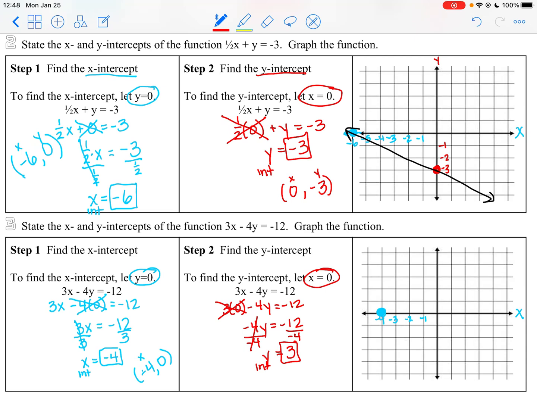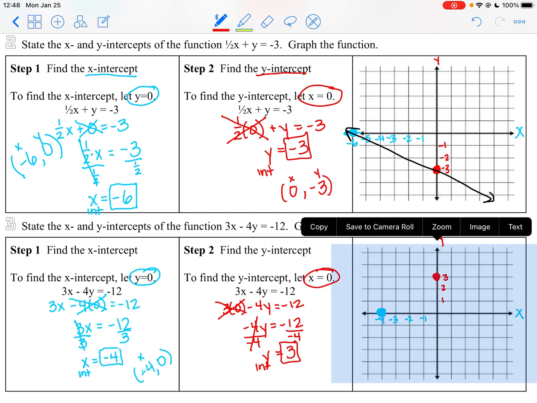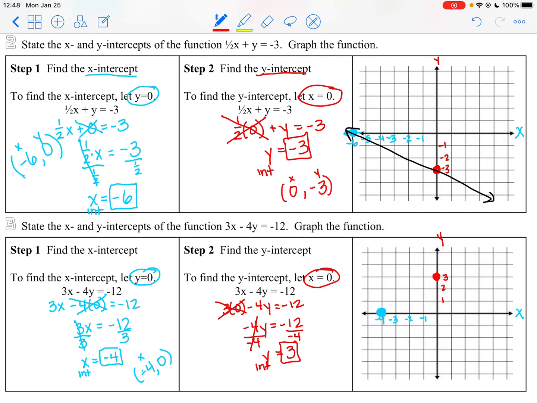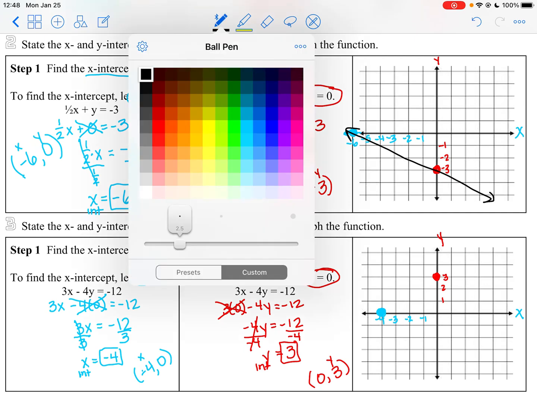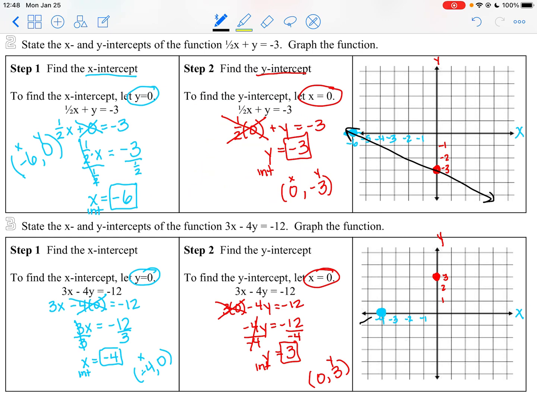So the y-intercept for this equation is going to be at 3. On the y-axis, I find where the y value is 3, and I put a dot. The ordered pair of this would be 0, 3. The number goes in the y spot because it is the y-intercept. And once I have my 2 points, I draw the line through it, and that is the graph of the equation 3x minus 4y equals negative 12.